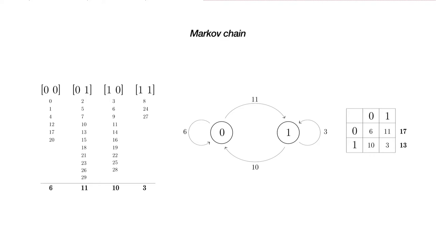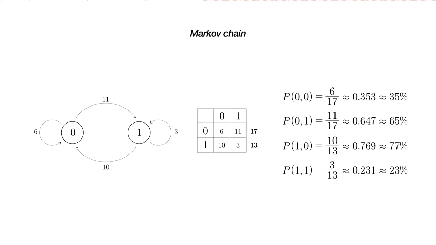Now if you want to calculate the actual probability, the only thing we need to do is divide the number of transitions from each particular state by the total number of transitions from that state. For example, to get the probability of 0 to 0, we need to divide 6 by the total of 17. To calculate the probability of transitioning from 0 to 1, we divide the 11 that we have found by the 17 possible in total. From 1 to 0, there are 10, so 10 divided by 13 in total. And from 1 to 1, there are 3 counts divided by 13 in total. So the probability of 0 to 0 is 35%, and the probability of 0 to 1 is 65%, which gives 100.